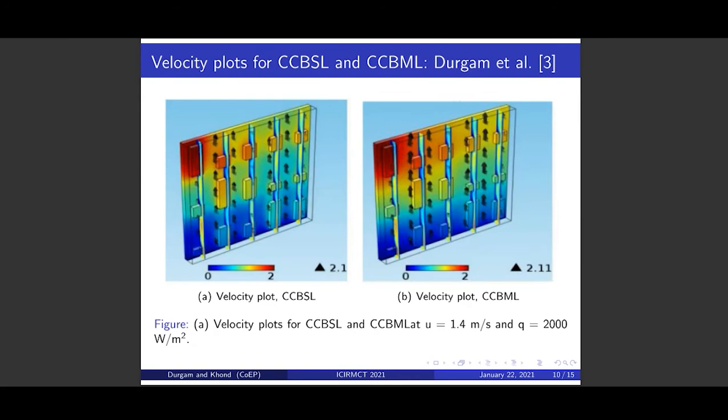Velocity plots for single and multi-layer copper clad boards are shown in figure A and B respectively, for the 1.4 meter per second inlet velocity and heat flux of 1000 watt per meter square. The exit velocities of single and multi-layer copper clad board are 2.1 and 2.11 meter per second respectively. It follows the same trend as temperatures.